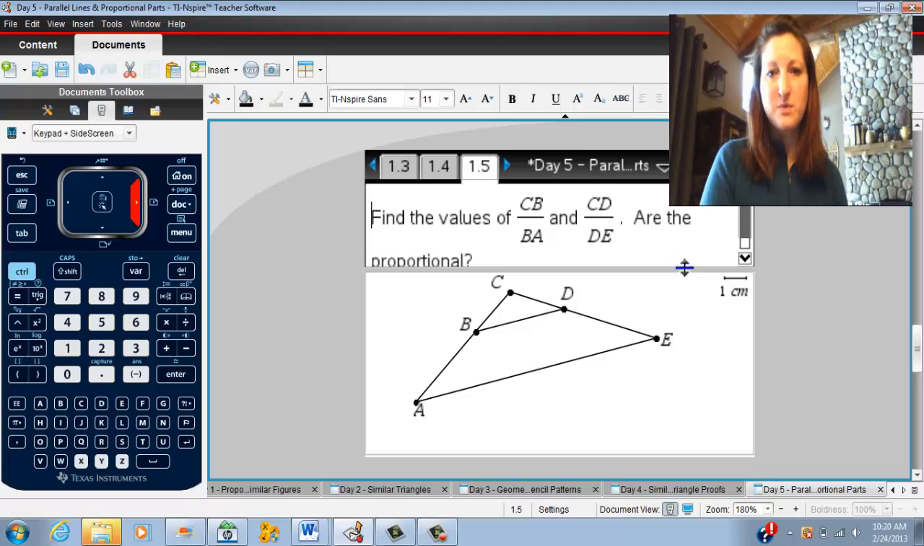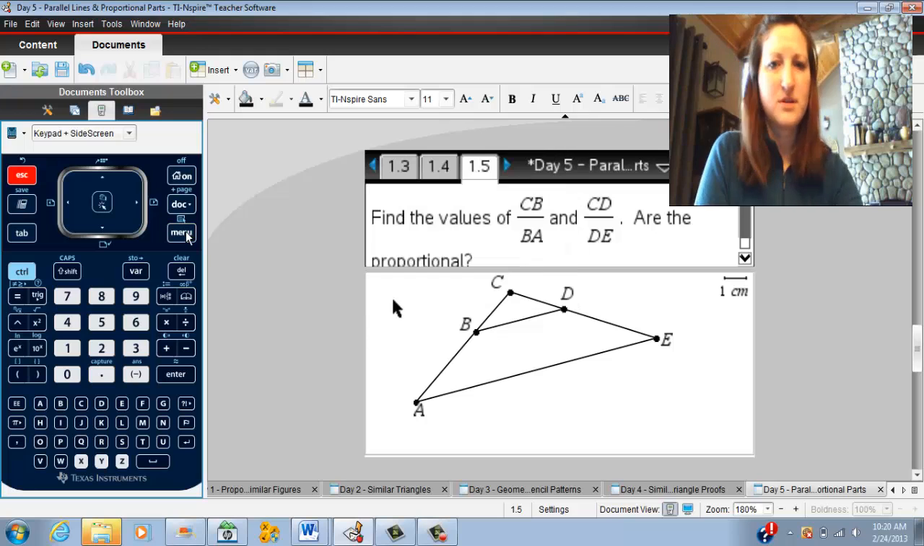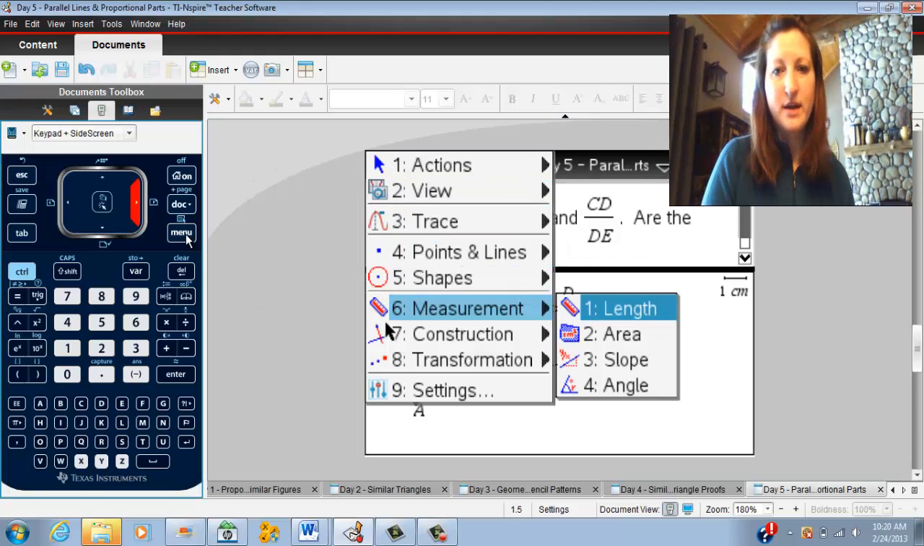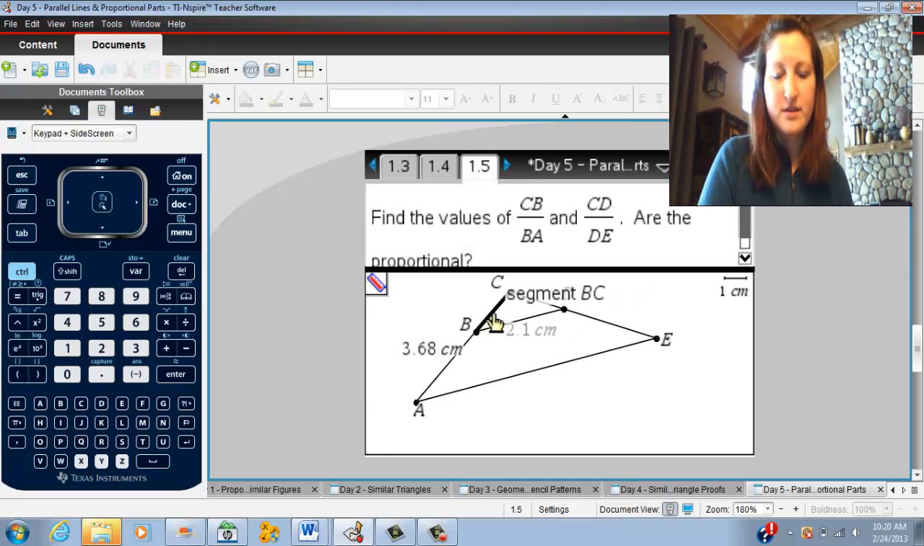All right, so next thing we want to do is find values of CB and BA and CD and DE, and are they proportional? So what we're going to do again is measure here. So I'm going to go to menu and measure length again. So I have this segment, and then the one that goes from C to D, and the one that goes from D to E.